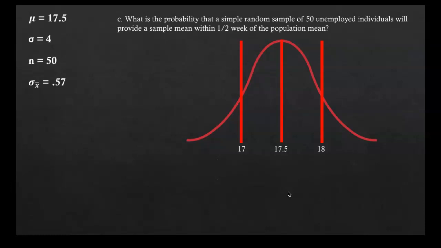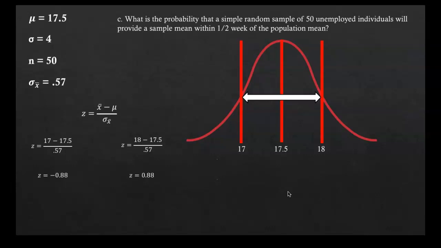So how do we find the area between those? We're going to need to find our z-scores again. So our mu is still 17.5. Our standard error is still 0.57. Our x bars become the 17 and the 18 here in this problem. So when we fill in our z-score formulas and solve, we can find that our z-scores become plus and minus 0.88.